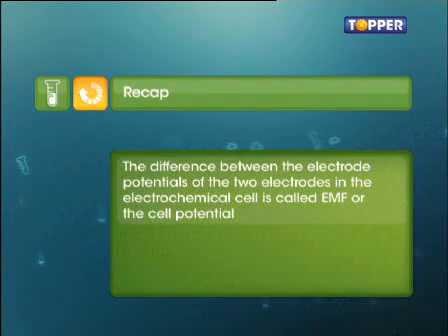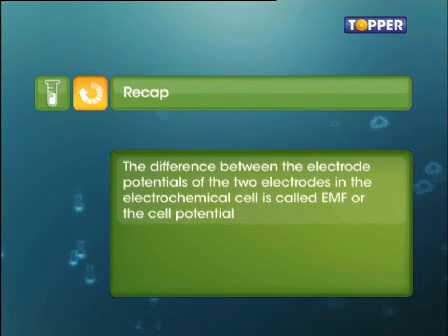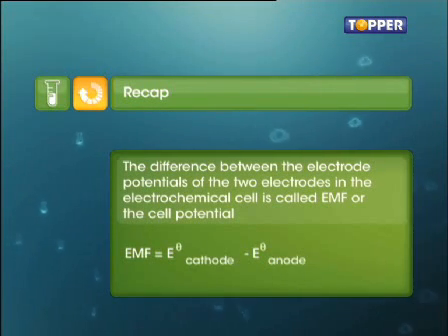The difference between the electrode potentials of the two electrodes in the electrochemical cell is called EMF or the cell potential. EMF is measured as the difference between the reduction potential of cathode and the reduction potential of the anode.